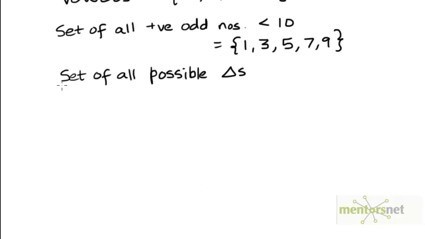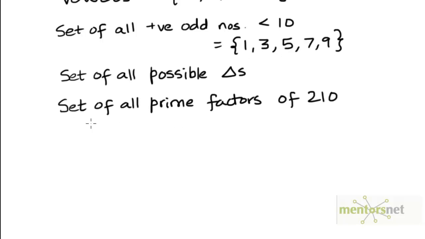You could define a set of all possible triangles. So here the objects making up the set are not numbers but are triangles. And there are literally an infinite number of possible triangles. So this would be a set having an infinite number of objects. The set of all positive odd numbers less than 10 would be a finite set. It just has 5 objects in it.